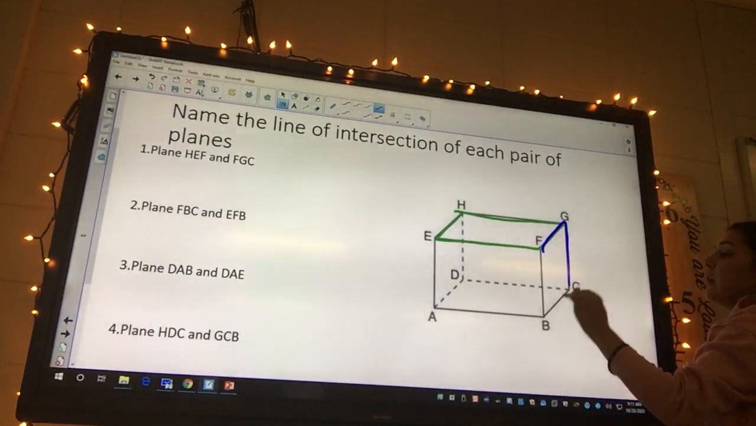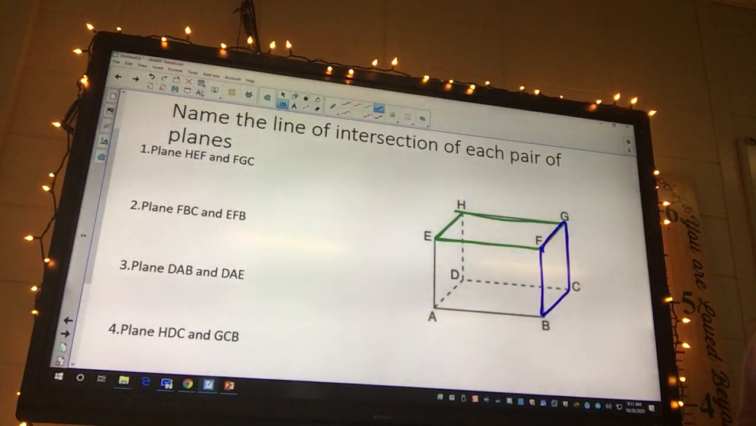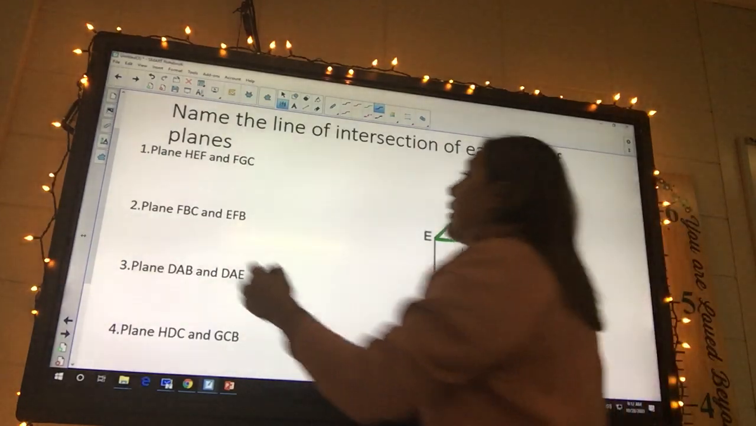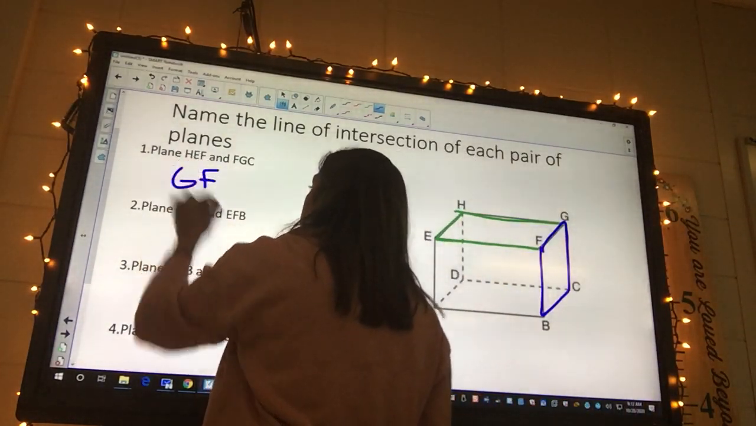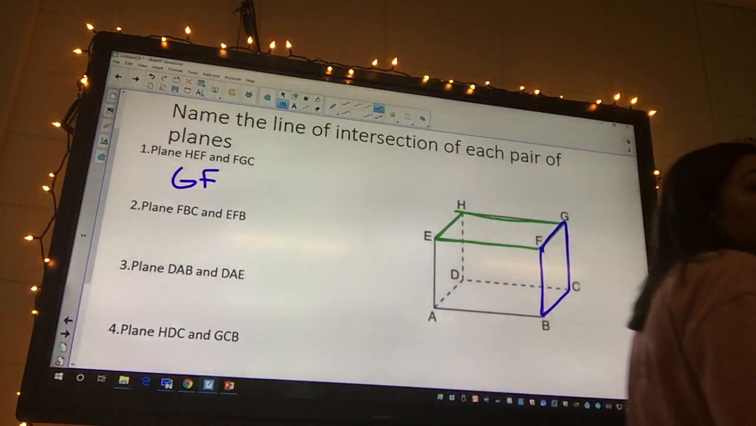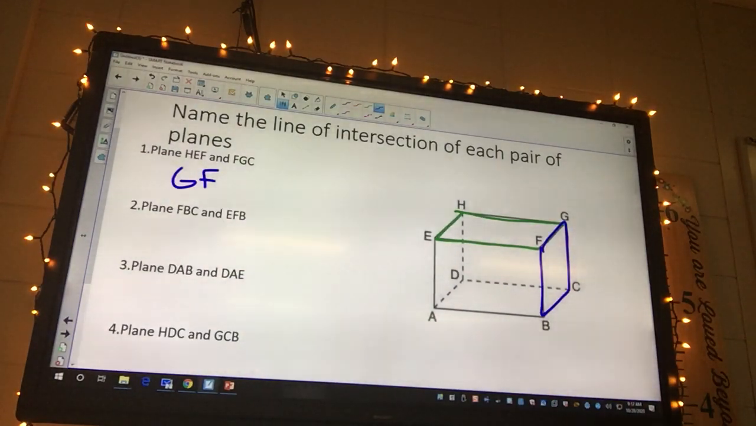FGC. Where does it touch both colors? Here. GF or FG? It doesn't matter. So that's going to be our line of intersection. Just make sure you didn't write that answer on that last slide.